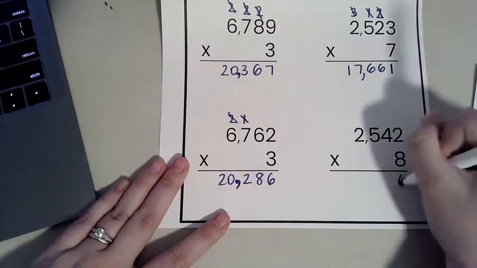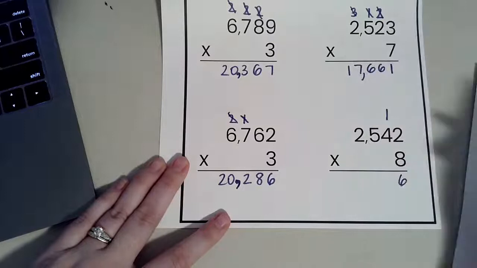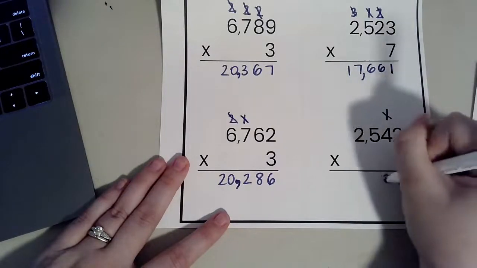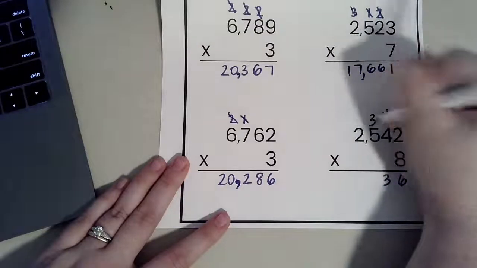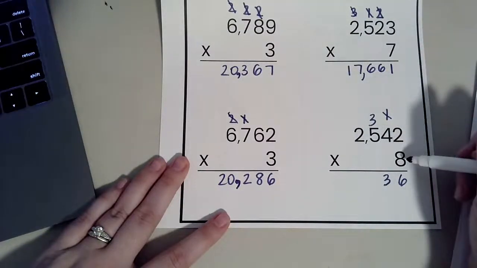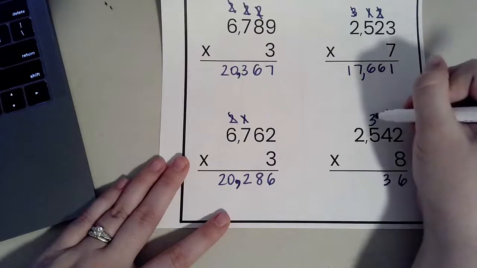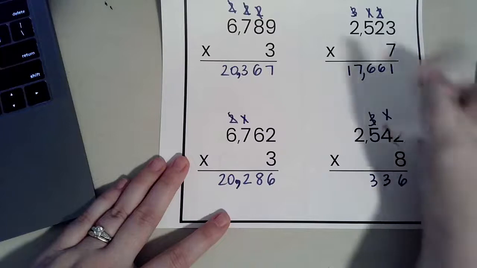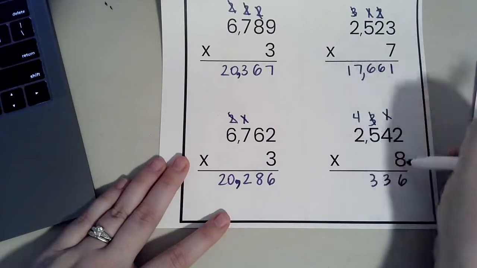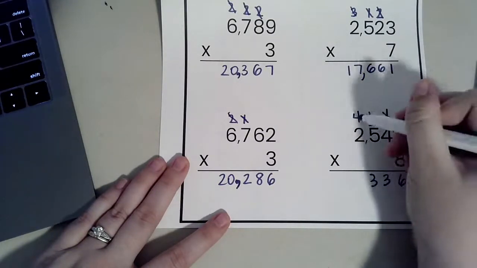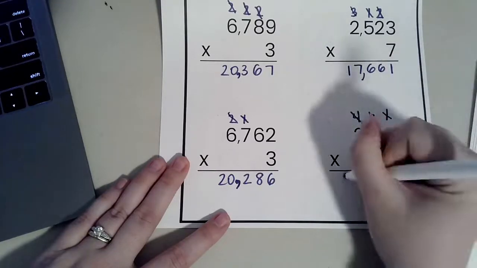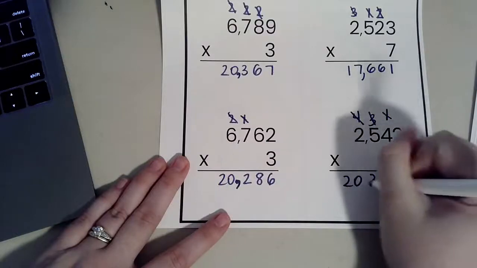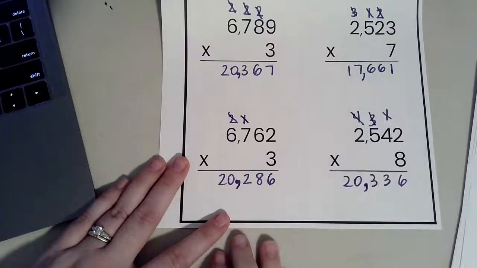8 times 2 is 16. Okay, 4 times 8 is 32. Add that 1 in, 33. So we put 1 3 here and 1 3 here. 5 times 8 is 40, plus 3 more, 43. And then 2 times 8 is 16, 17, 18, 19, 20. So we put both of those numbers down there when we're done multiplying. We count back 1, 2, 3, and we are done.